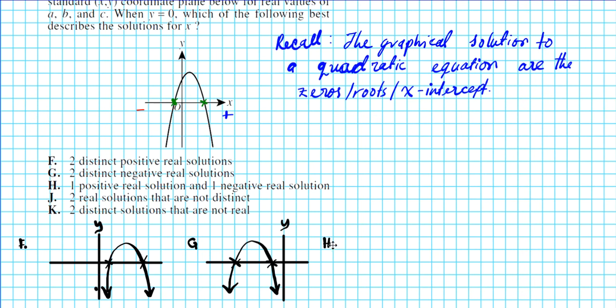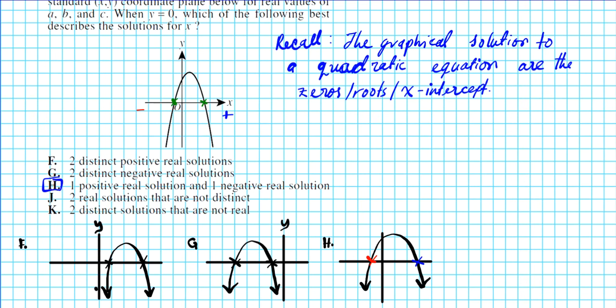One positive and one negative real solution. So what does that look like? It's basically a scenario where you have one x-intercept to the left of the y-axis, and another x-intercept to the right. So something like this. Okay, so you have the negative one here, and then you have the positive one right here. And as you can clearly see, this is the correct answer.